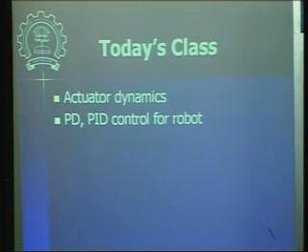In today's class we are going to study actuator dynamics, and how to integrate that actuator dynamics with the dynamics of the robot manipulator. That integration part we will see, and then we will use our understanding about control to develop some simple control algorithms for basically point-to-point movement of the robot. That is what we are going to do in today's class. Let us first start with the actuators.